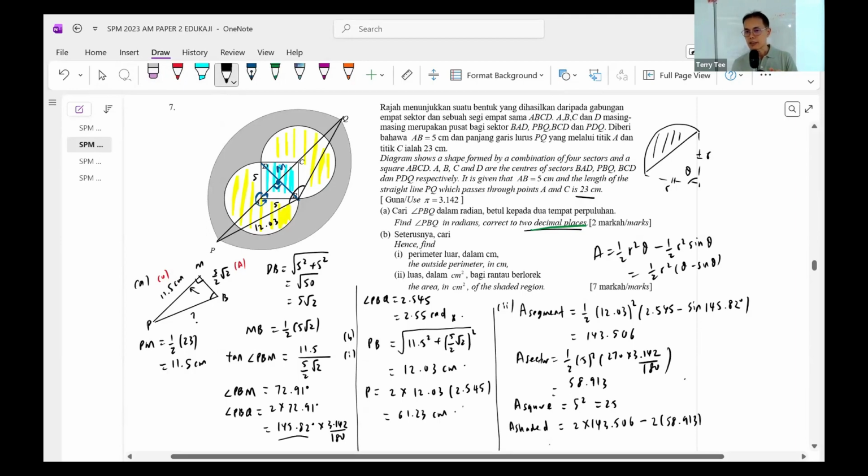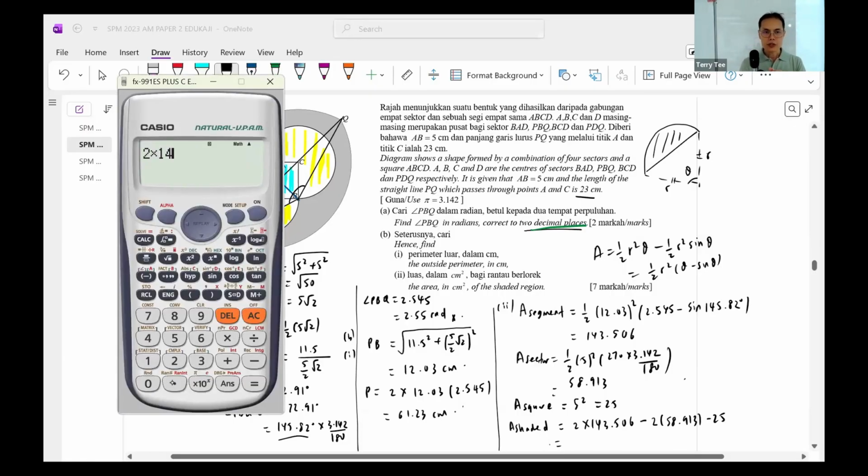58.913. Then you minus 1 square, 25. Okay, calculator, let's count. 2 times 143.506 plus 2, sorry, minus first. 2 times 58.913, then minus another 25. I got this answer, 144.186, 144.2 lah.